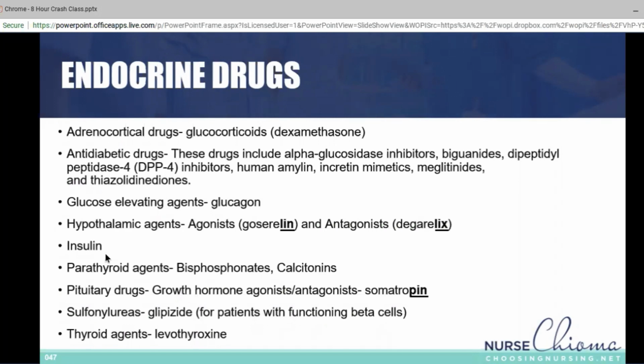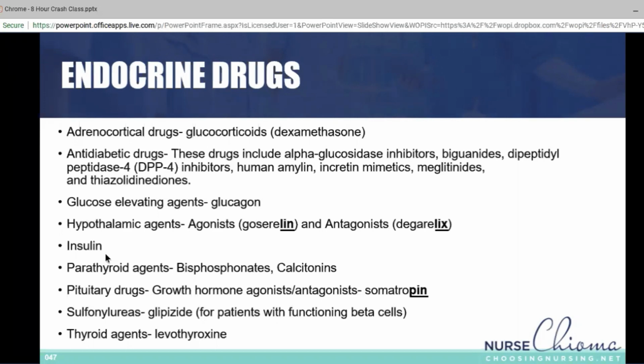Then you have hypothalamic agents, right? So agonists and antagonists. Examples of this are goserelin and degarelix. Also insulin. We all know about insulin. With insulin, you've got to be familiar with rapid acting, short acting, intermediate acting, long acting, right? So you've got to know the different types of insulin, and you also want to be familiar with the onset, the peak, and the duration.